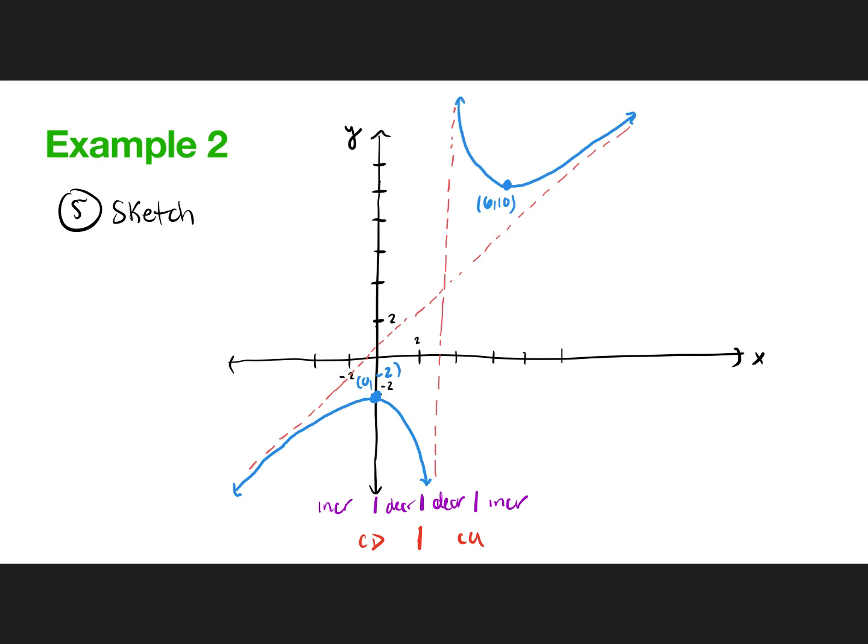And that's it. We now have a pretty good sketch of the graph of this function that we probably didn't know the shape of before we started this problem.